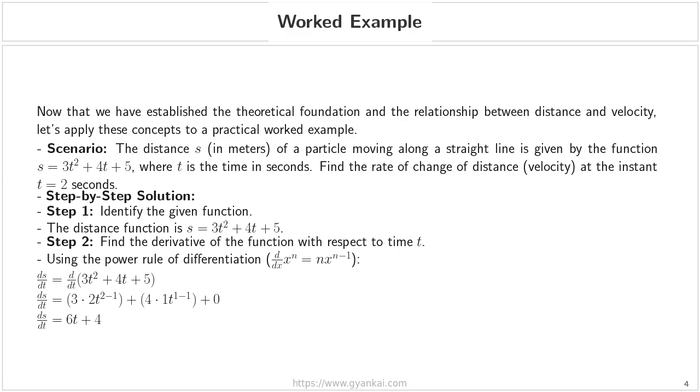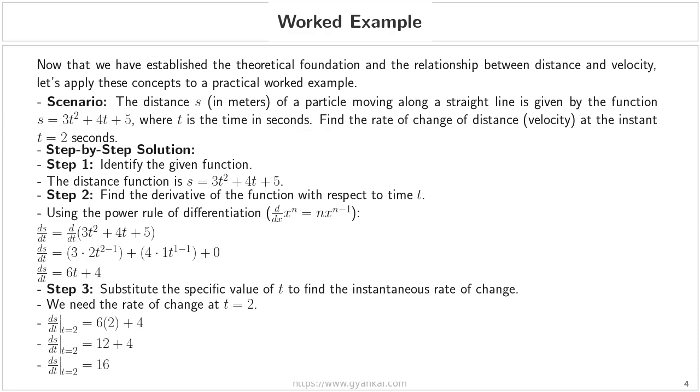This breaks down to 3 times 2t to the power of 1 plus 4 times 1t to the power of 0 plus 0, since the derivative of a constant is always 0. When we simplify this, we find that ds over dt equals 6t plus 4.